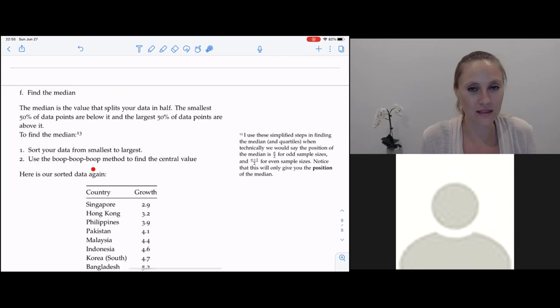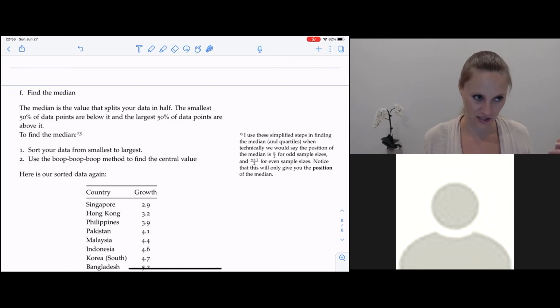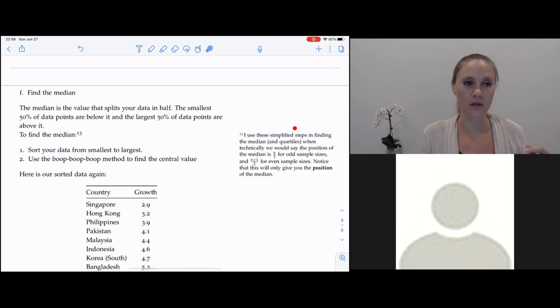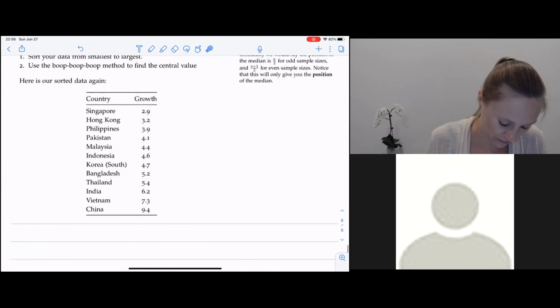There are more sophisticated techniques for finding the median, but for our size data sets, this is definitely the easiest. I do have a little footnote here. I use these simplified steps in finding the median and the quartiles. We'll use the same method for the quartiles. Technically we would say the position of the median is n/2 for odd sample sizes and (n+1)/2 for even sample sizes. But notice that this only gives you the position of the median, and then you still have to go and find it. So that seems kind of blah to me.